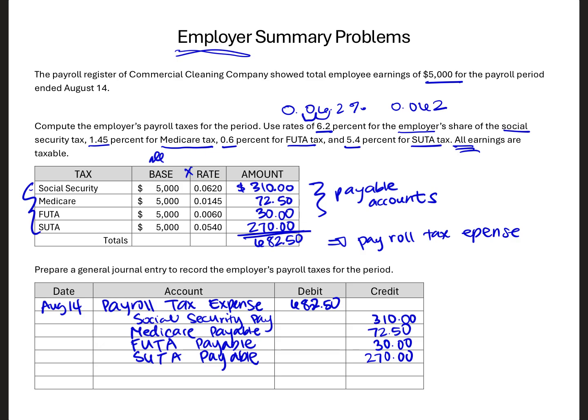So again, the key here to remember is the total went into the expense account, and this is the employer's side. So the total went to the expense, and then each individual item went into a payable account where it will hang out until it is paid as part of the payroll process.